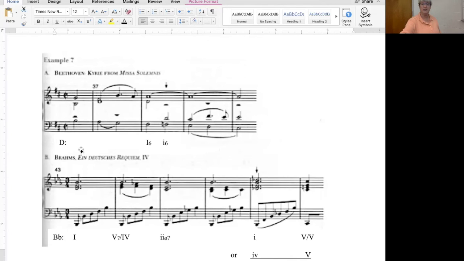Okay, so in this case, it's not part of mode mixture more generally, but it follows a major 1 6 chord in order to give us that chromatic passing tone. Here's what that sounds like.